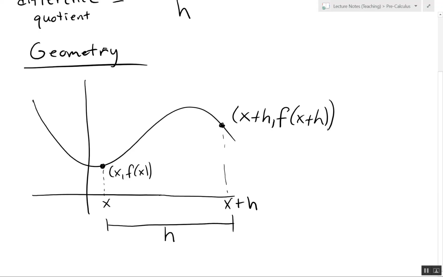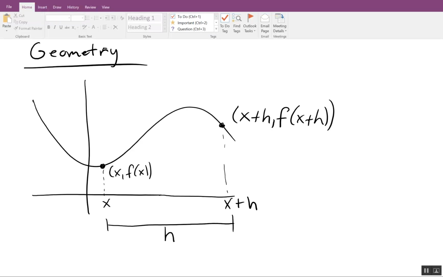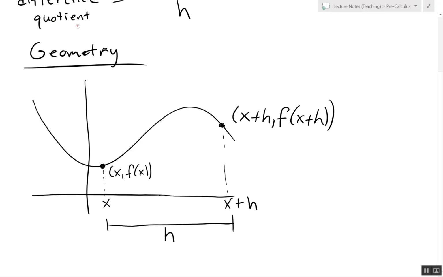And so what we want to do is we're going to take these 2 points on the graph and we're going to join them with a line. So let me pick a different color here for the line. So let's do our usual red here. And we want to know what the slope of that line is.